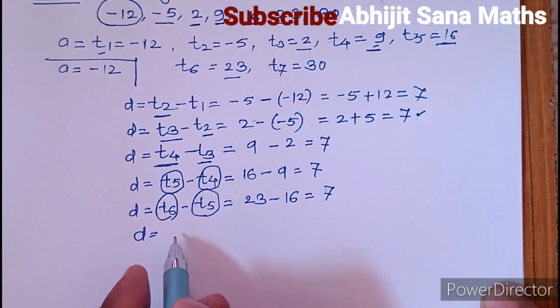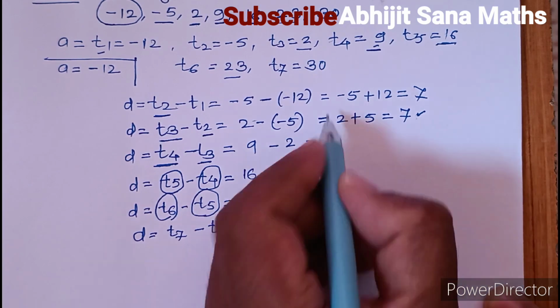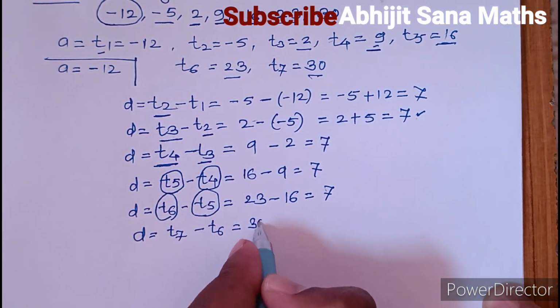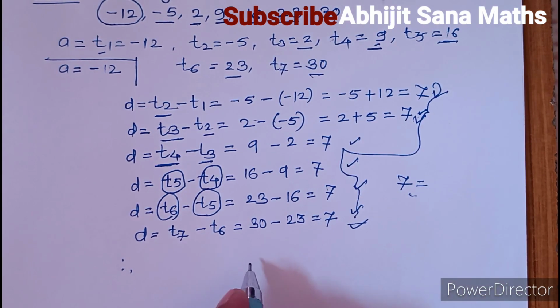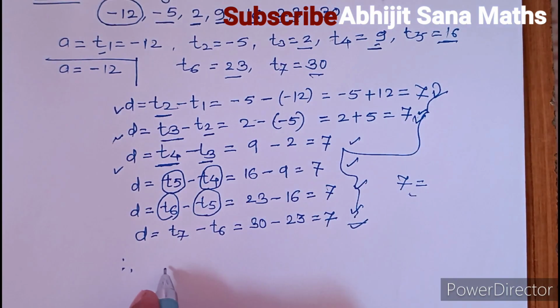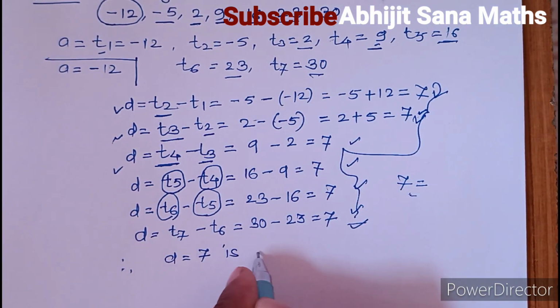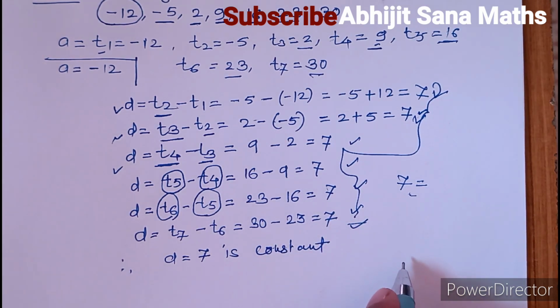Next, the value of d, that is t7 minus t6, equals 30 minus 23, which equals 7. Here on observing, we see that the value of d is constant, therefore d equals 7 is constant, therefore the given sequence is an AP.